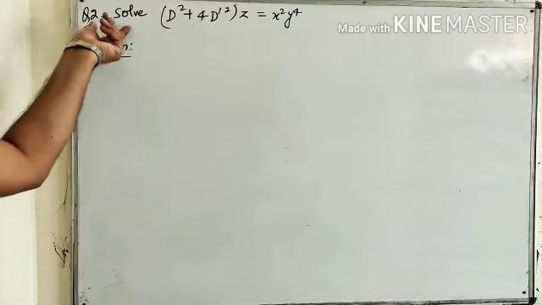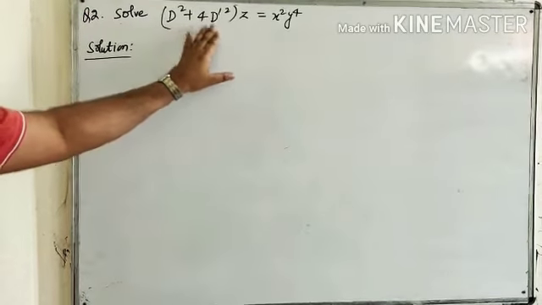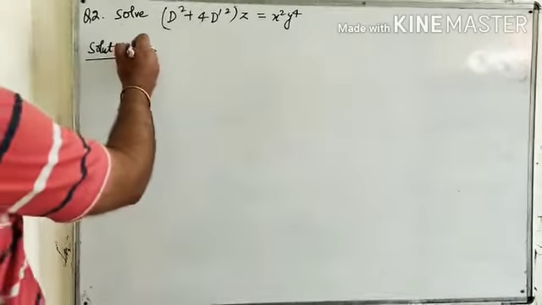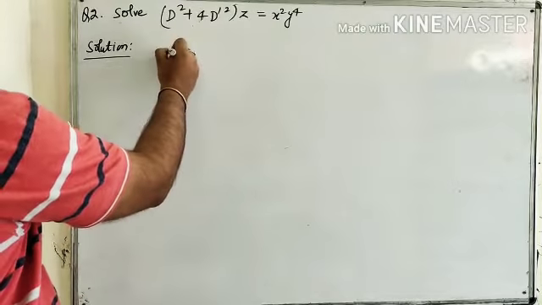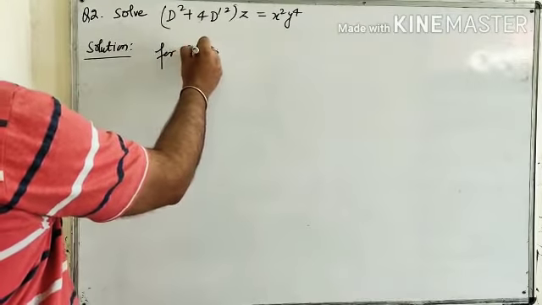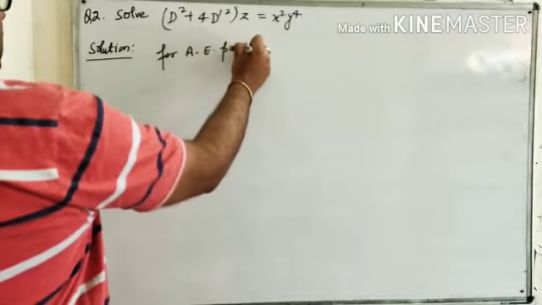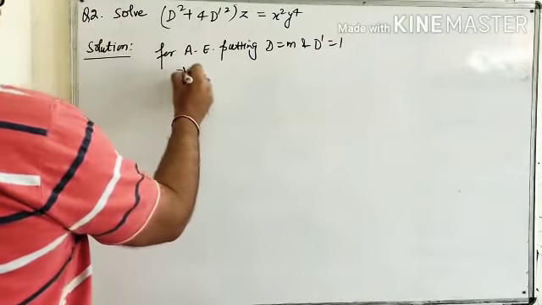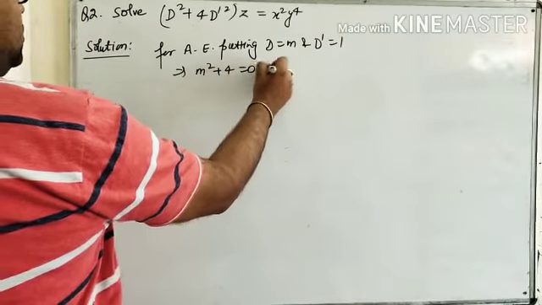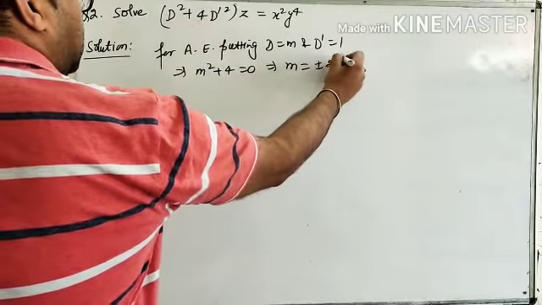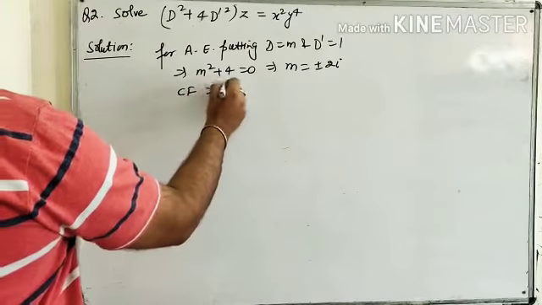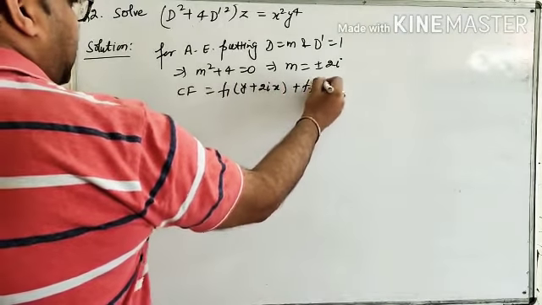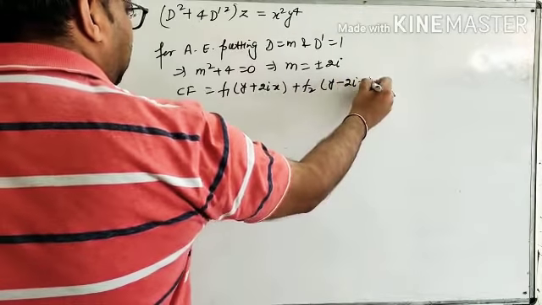Now this is the second question. Solve (D square plus 4 D dash square) z equals to x square y raised to power 4. So starting as solved earlier, for the auxiliary equation, putting D equals to m and D dash equals to 1, m square plus 4 equals to 0, we get m equals to plus minus 2 iota. So CF is equal to f1(y plus 2 iota x) plus f2(y minus 2 iota x).